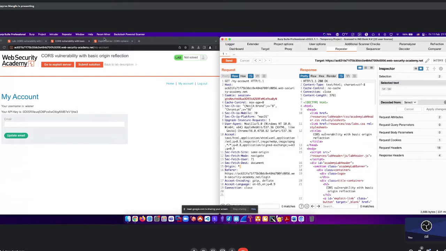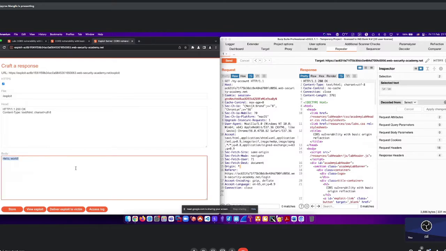All right, so we need to craft some JavaScript. Okay, let's do that. We are starting with creating our script. We are going to create a variable of request in there. We want to create a new XMLHttpRequest.